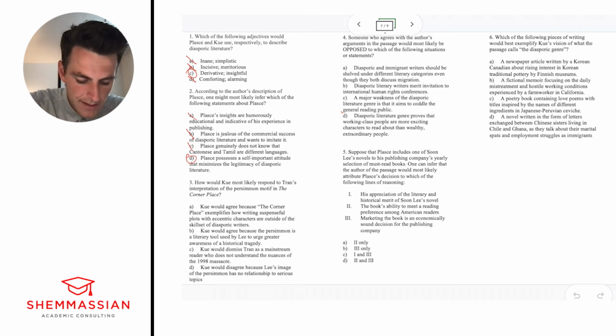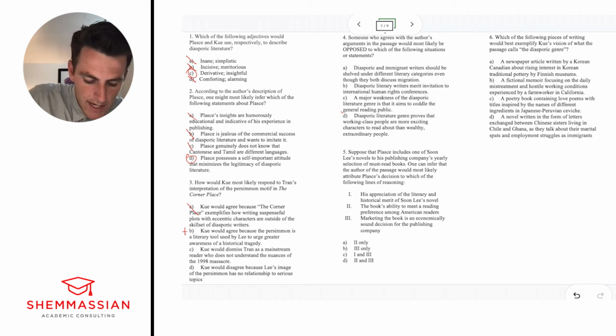A, Quay would agree because The Corner Place exemplifies how writing suspenseful plots with eccentric characters are outside of the skill set of diasporic writers. I don't recall there being anywhere that they said there was something outside of the skill set. We're talking about eccentric characters. That just seems out of place. B, Quay would agree because the persimmon is a literary tool used by Lee to urge greater awareness of a historical tragedy. I like that one. We'll come back to it.